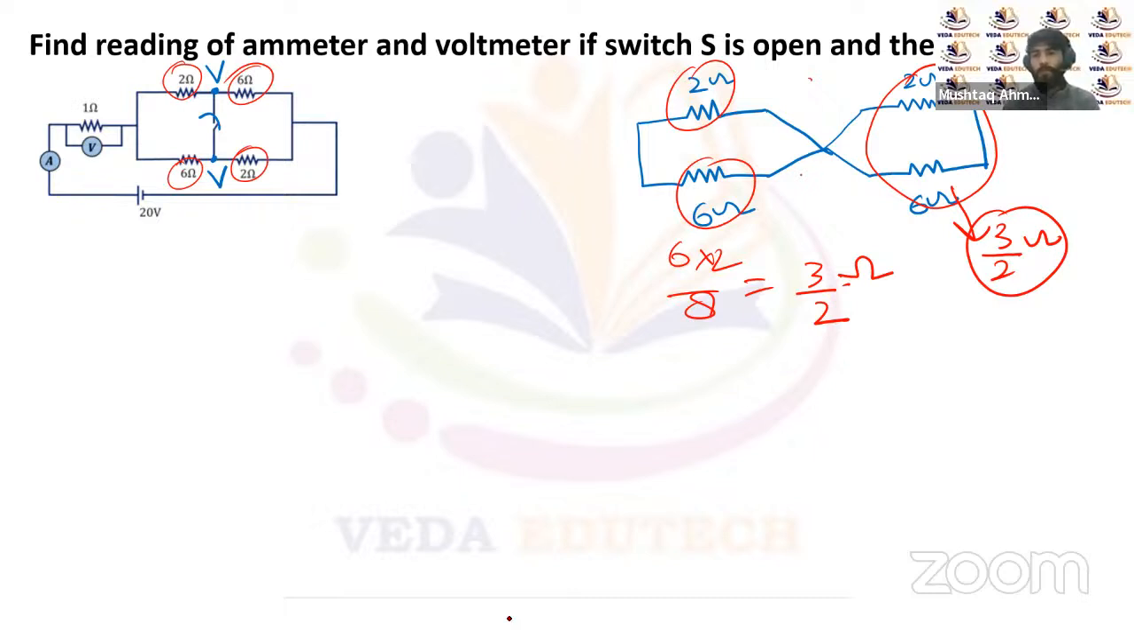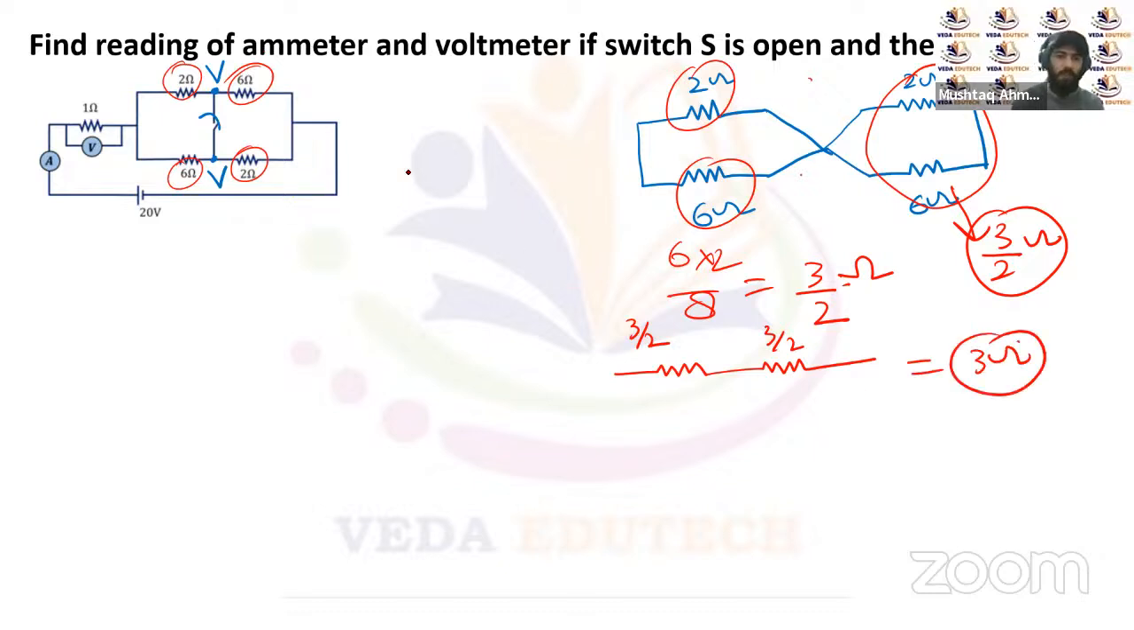It means that now we can just write these two equivalents like this: 3 by 2 ohm, right? And 3 by 2 ohm. Now these two are in series, right? It will be equal to 3 ohm. It means that we can just replace this whole circuit with a 3 ohm resistor here, right?